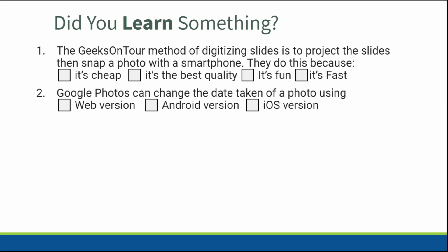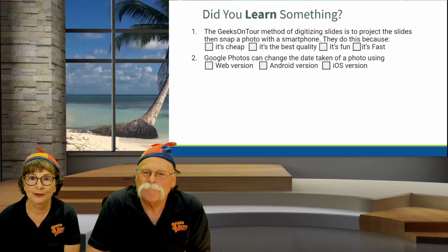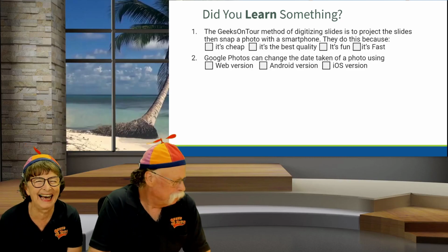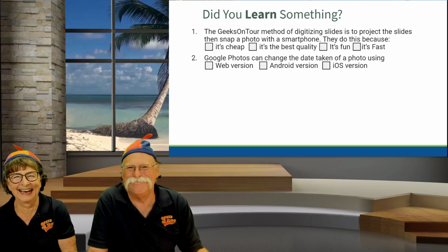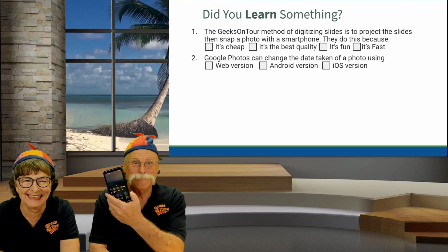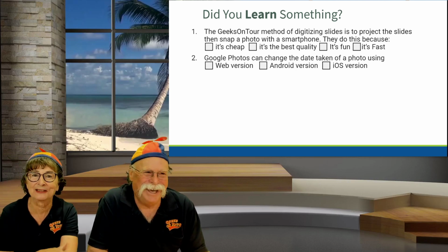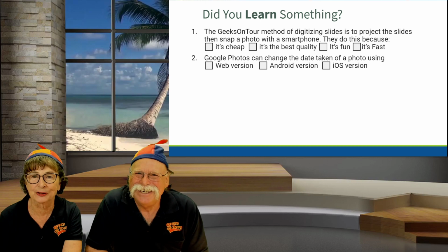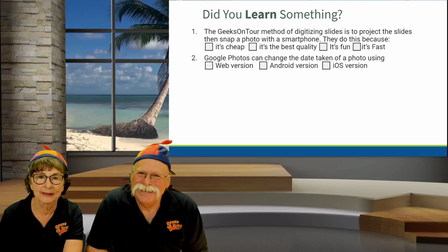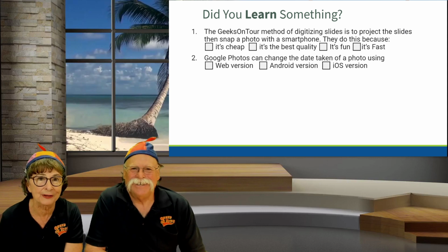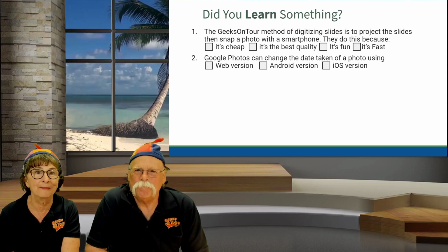Okay. Google Photos can change the date taken of a photo using the web version, the Android version, or the iOS version. Here's an answer from Google. Let's see if it answers it right. The web version and the iOS version. So the Android app cannot, but can you change the date if all you have is an Android? Sure. Yeah, you just use the web version.